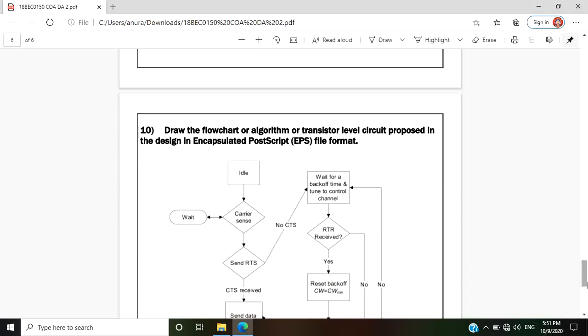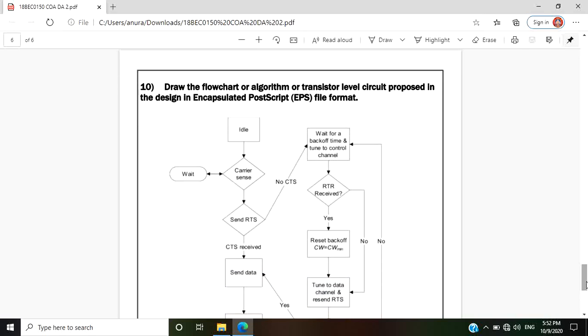This is my last question. Draw the flow chart or algorithm or transistor level circuit proposed in the design in encapsulated PostScript file format. This is the diagram.